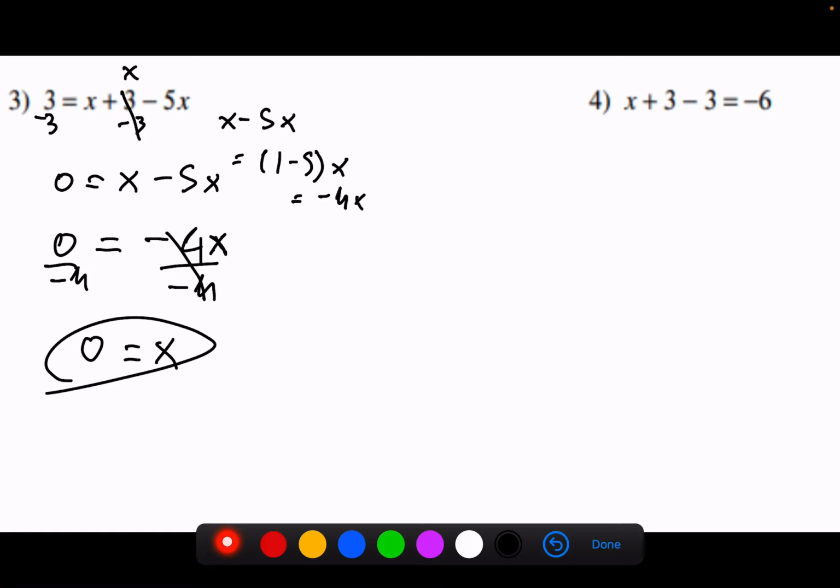Now moving on to the fourth problem. So x plus 3 minus 3 is equal to negative 6. So I'm going to do some arithmetic simplification. 3 minus 3 is equal to 0. So I can rewrite this as x is equal to negative 6.